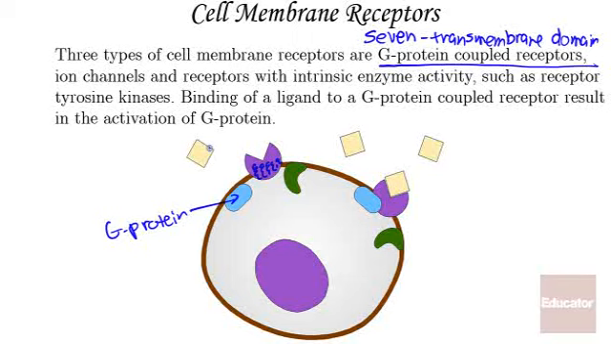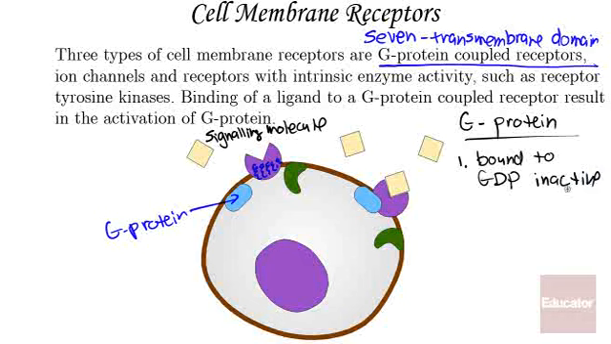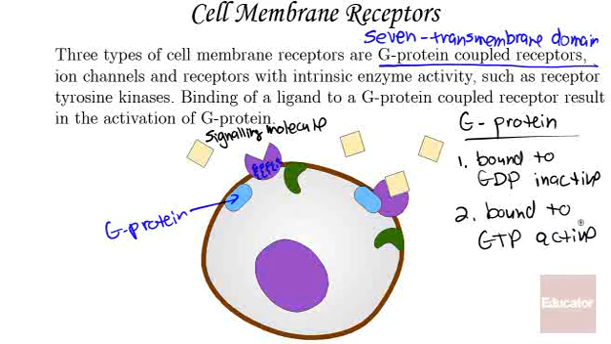Okay, so here we have the signaling molecule. It's been released by another cell, perhaps, and it's here in the extracellular space. We have the receptor right here in purple and the G protein. What you need to know about G protein is the fact that it exists in two forms. If it's bound to GDP, it's inactive. If it's bound to GTP, it's active. GTP is a form of energy used by the cell. It's a similar idea to ATP.